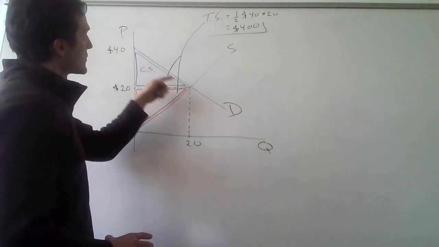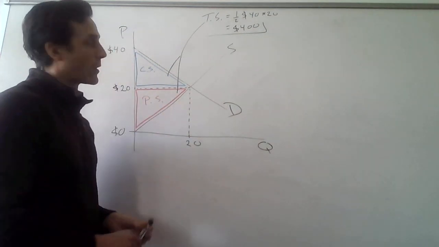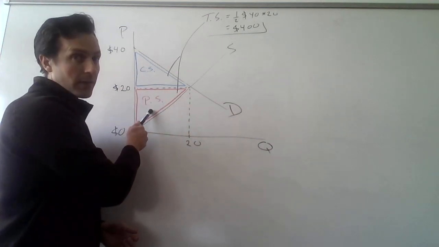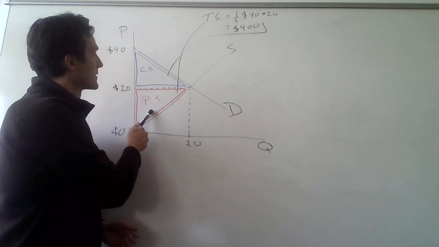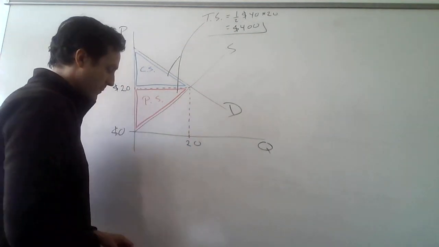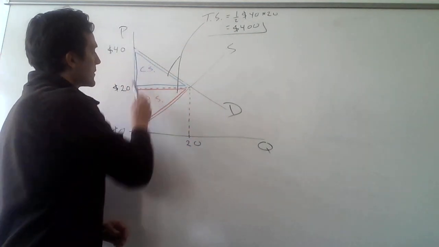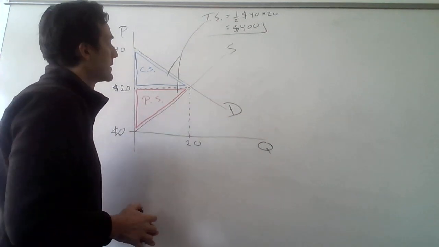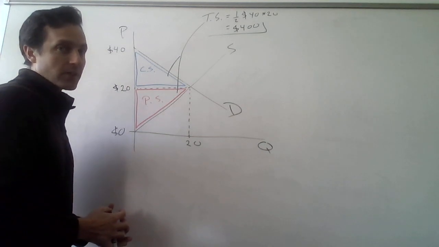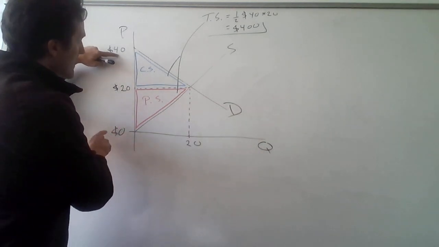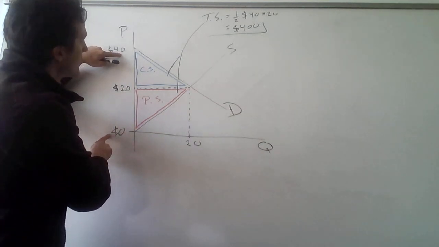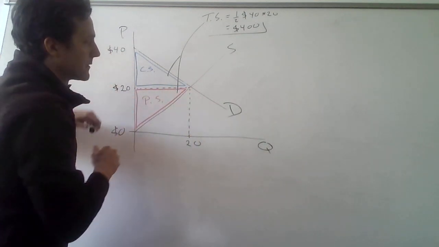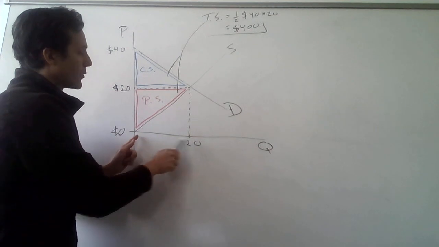So it's basically the triangle that consists of both the blue triangle here, which is consumer surplus, and the red triangle here, which is producer surplus. You could think of it as the big triangle that contains both. The dimensions of that triangle: vertically, it's a distance of $40, and the horizontal dimension is 20 units.